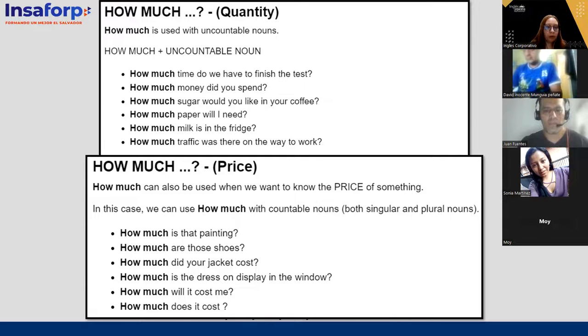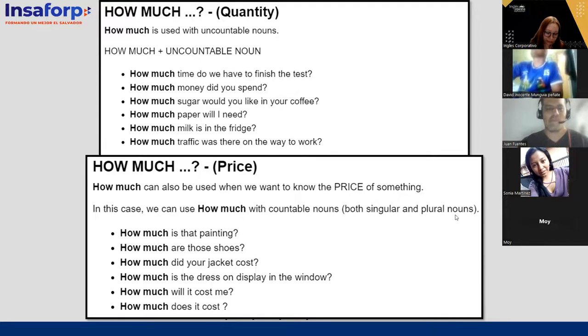Les voy a dar 10 minutos para esto. No se preocupen por contable o no contable. Ahorita solo quiero que practiquen este escenario específico. How much para pedir precio y el verbo to be para dar precio. ¿Ok? Es una conversación corta, no va a ser muy larga porque es un escenario específico. Así que les voy a dar 10 minutos.